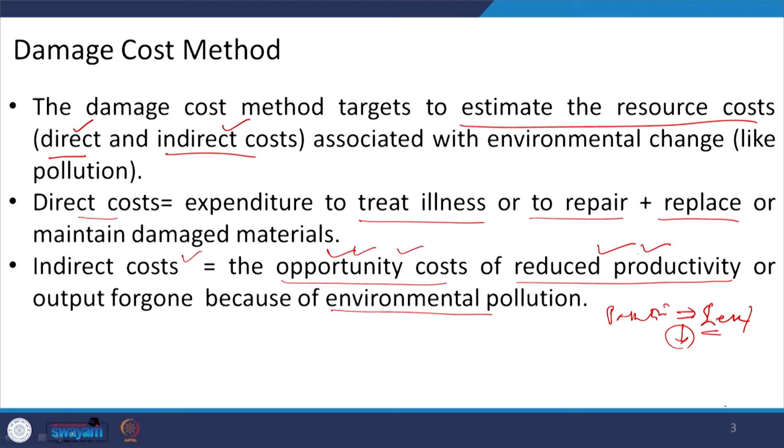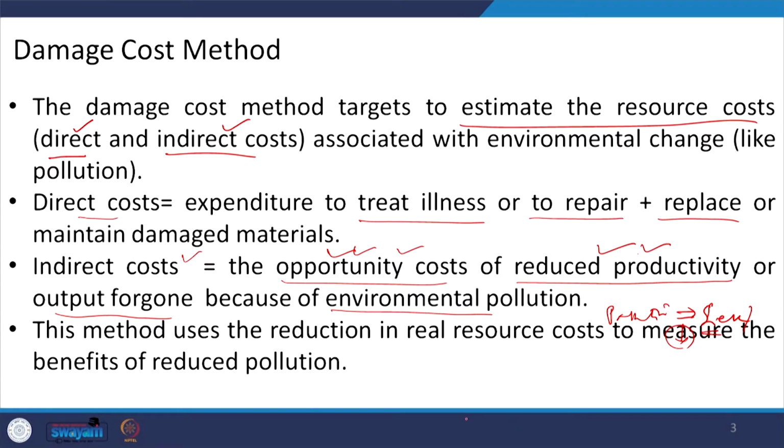If you are not actually sick, if you are well, then obviously your output, the household production output, could have been increased. Because you are not well, you are not in a position to do any kind of work and increase the output of the household. So that is expressed in terms of output foregone because of the increased pollution in the environment.